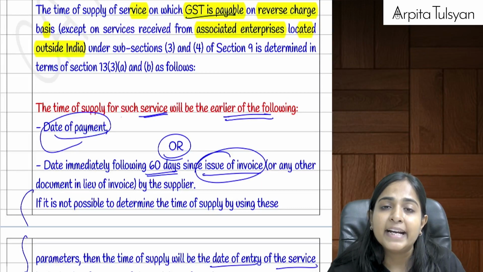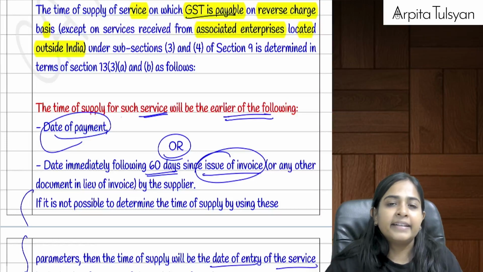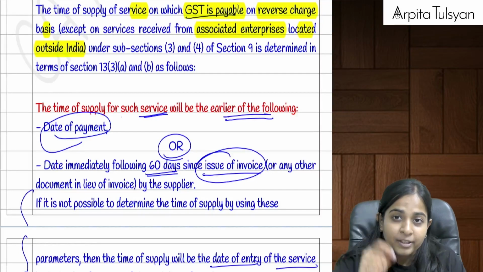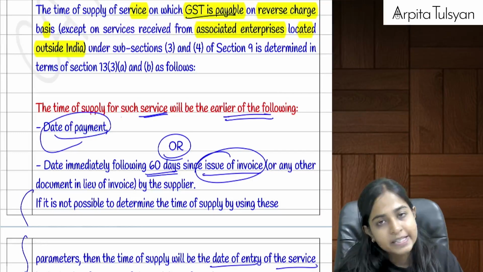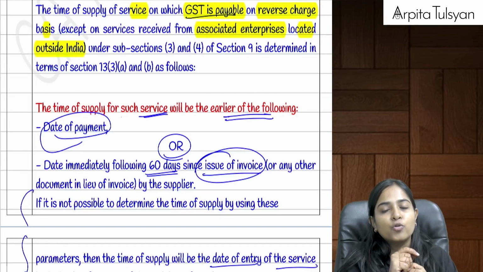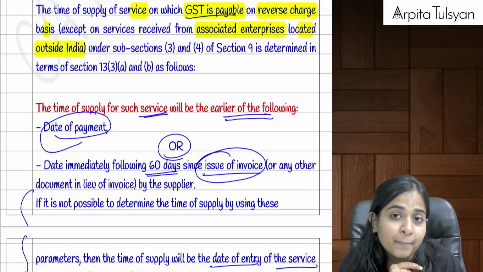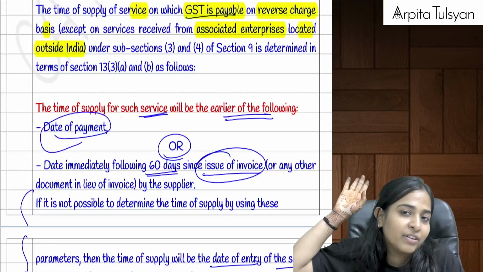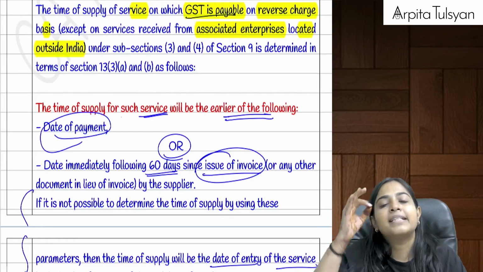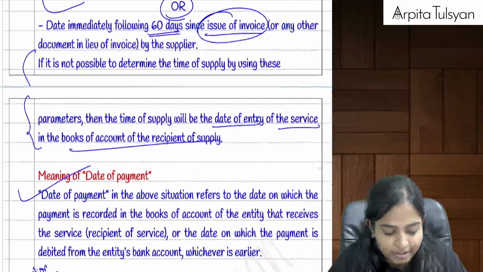Now, what do you mean by date of payment? We are talking from recipient point of view. The date when the recipient records the payment in his books of accounts, or the date when the amount is debited from his bank account, whichever is earlier. So, date of payment or 61st day from the issue of invoice, whichever is earlier. There can be a possibility that the payment is yet to be done, but the invoice has been issued. So government says we will not wait for the date of payment, we'll wait for 60 days. 61st day will become the time of supply, and you will be liable to pay the GST. Are you clear with this?